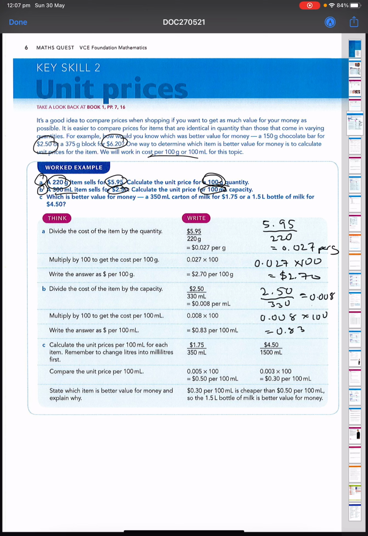So which is better value for money: the 350 ml carton of milk for $1.75, or a 1.5 litre bottle of milk for $4.50? We would compare the prices. So we do 1.75 divided by 350, and 4.5 divided by 1500. Whatever the answer is for both of them, we multiply it by 100 and see which one is cheaper per 100 mil. The first one gives us 50 cents per 100 mil. The second one is 30 cents per 100 mil. So we would definitely prefer to buy the second one because it's cheaper, so it's better value for money.